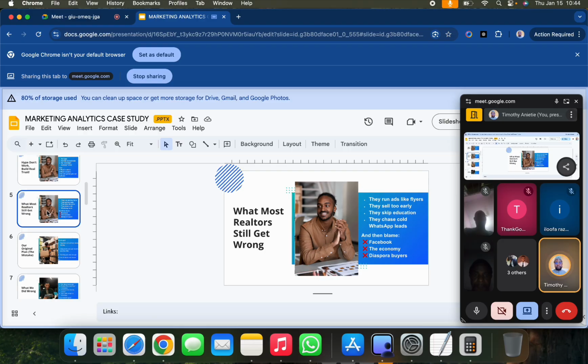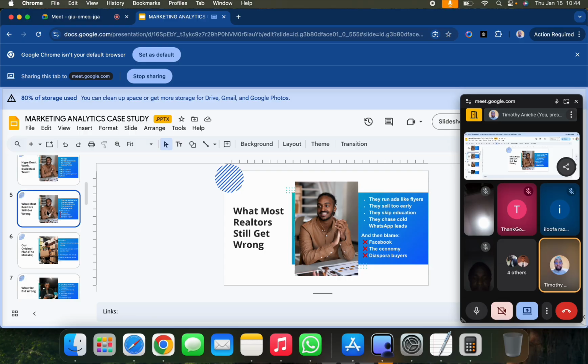You start initiating your ad manager for Facebook ad and all of those. Primarily, that's what almost all the realtors that have complained of this thing doesn't work have been doing in the past. They sell too early as well.